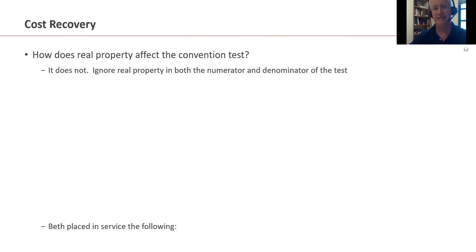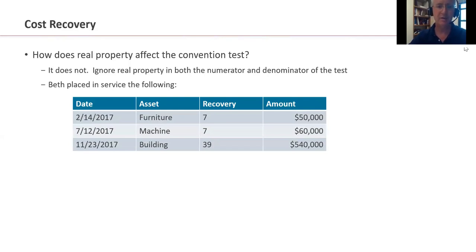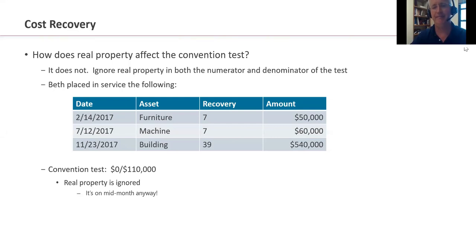Okay, so Beth placed in service the following. Looks like we got some furniture in February, a machine in July, a building in November. If I'm calculating the convention test, because the building is real property, I have nothing placed in service in the fourth quarter. Therefore, the half-year convention would apply to the furniture and the machine. The building, we know, is on the mid-month convention anyway.